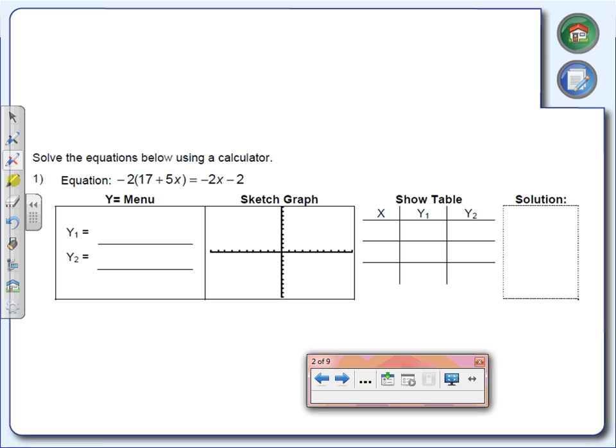So here's the first thing I need you to do. The left side of the equation, we're going to put that in y1. So on your paper, I want you to put down where it says y1, negative 2 times (17 plus 5x). That's going to go in y1 here in a second. In y2, we're going to put the right side of the equation. We're going to type in negative 2x minus 2. All right, so now that we know what we're going to type in, let's go ahead and actually type it in.